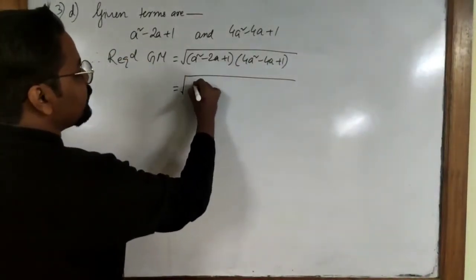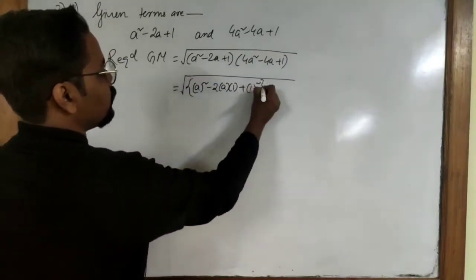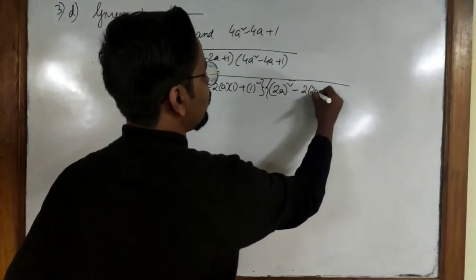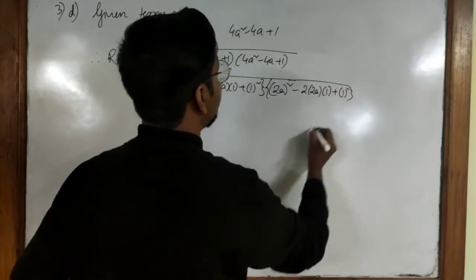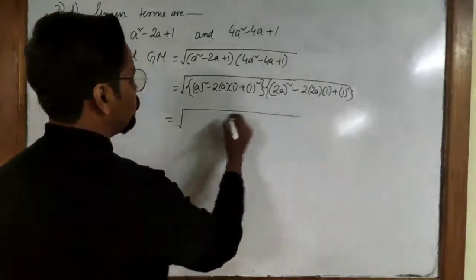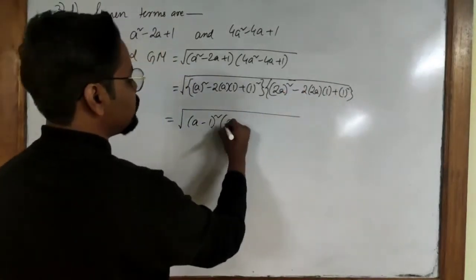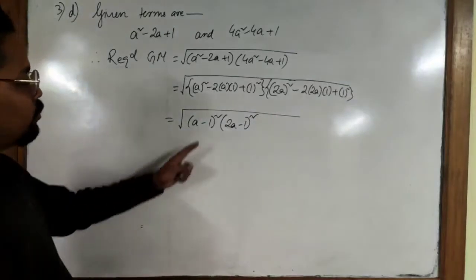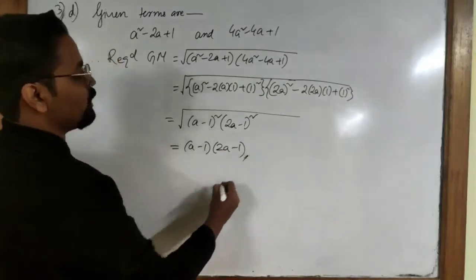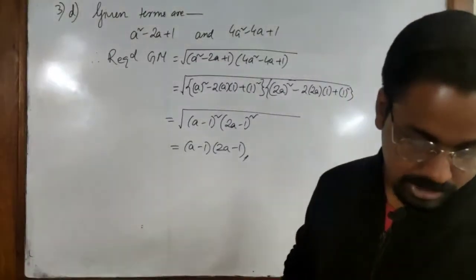So, this can be written as a square minus 2 into a into 1 plus 1 square, and this one can be written as twice a whole square minus 2 into twice a into 1 plus 1 square. So, that means we get a square minus twice ab plus b square formula, that is a minus b whole square. So, it is a minus 1 whole square, and here we have a square minus twice ab plus b square, that is twice a minus 1 whole square. So, square and roots will cancel out. So, we will get a minus 1 into twice a minus 1. This is the geometric mean of these two terms. I hope that is clear. So, we are done with question number 3.